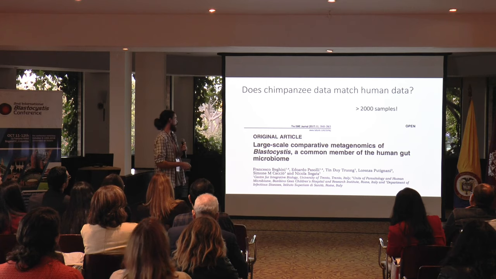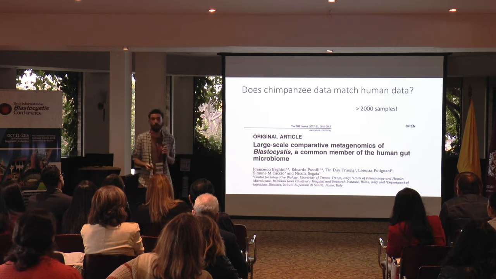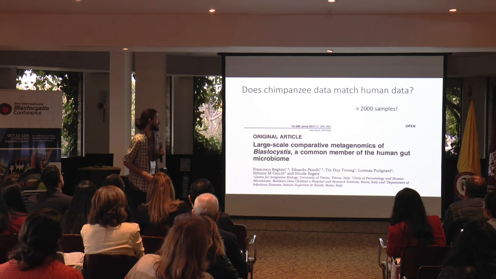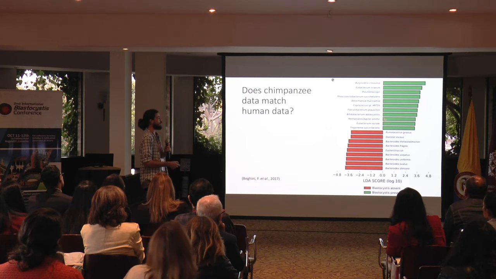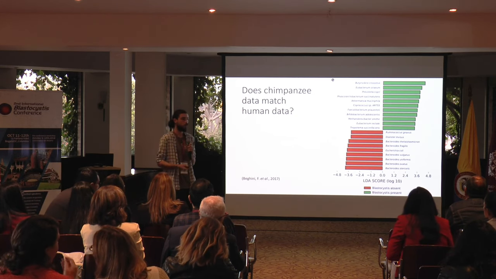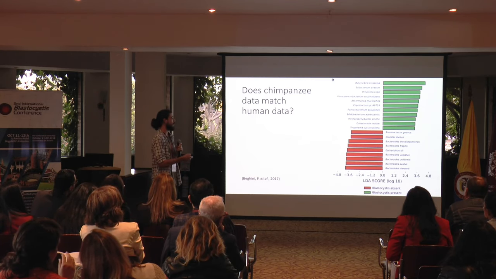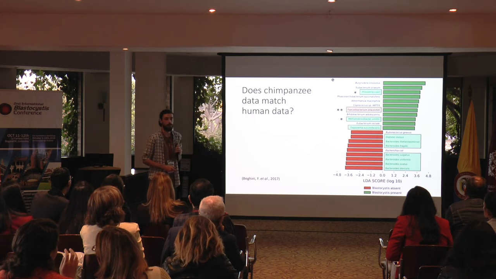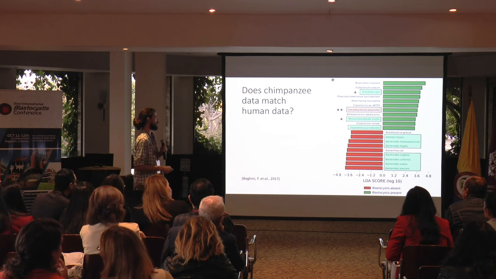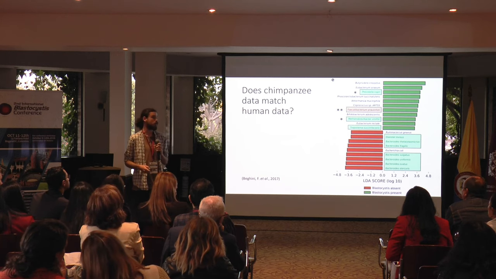So this study by the Italian group, which includes over 2,000 studies and, by the way, did not manage to replicate the association between richness and blastocystis, I'm going to show this plot, which shows the most highly positively and negatively correlated taxa with blastocystis. On this, I'm going to overimpose which of these taxa also show the same pattern when we look at the chimpanzee data. So we can see that overall, many of these, only some of them significantly, show the same trend as we see in humans.